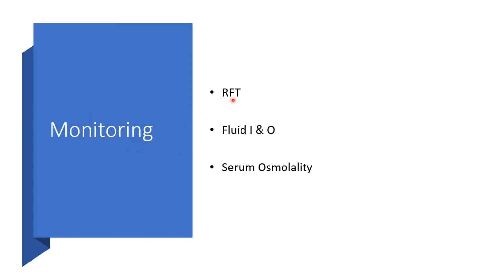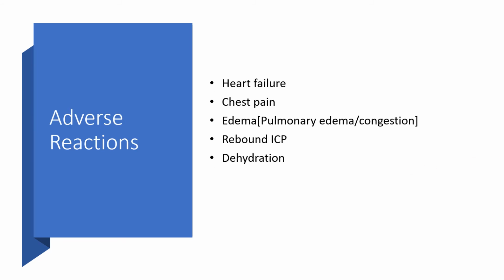Monitoring: renal function test, fluid in and out, and serum osmolality will help in monitoring. Adverse reactions: there may be fluid overload in the heart, leading to heart failure and chest pain. There may be edema. Remember the other time I said you will not give it in pulmonary edema or pulmonary congestion. You can now see why. Pulmonary edema or pulmonary congestion can be the case.